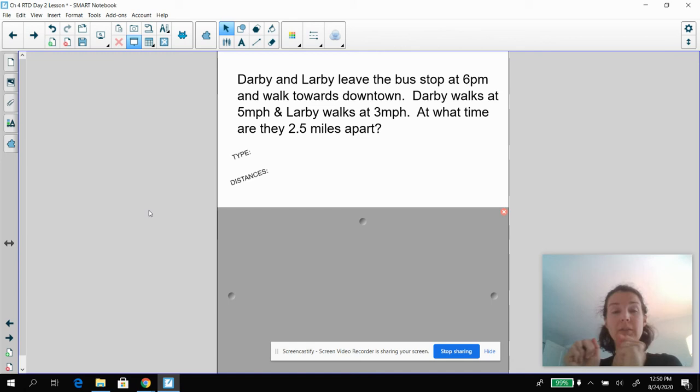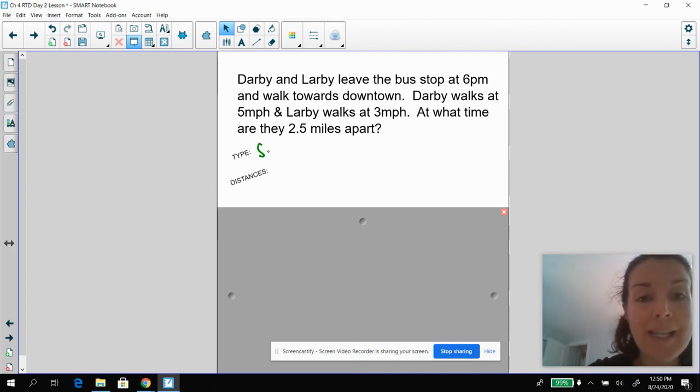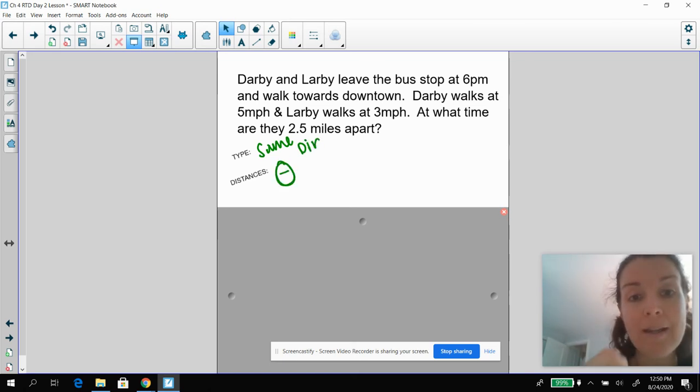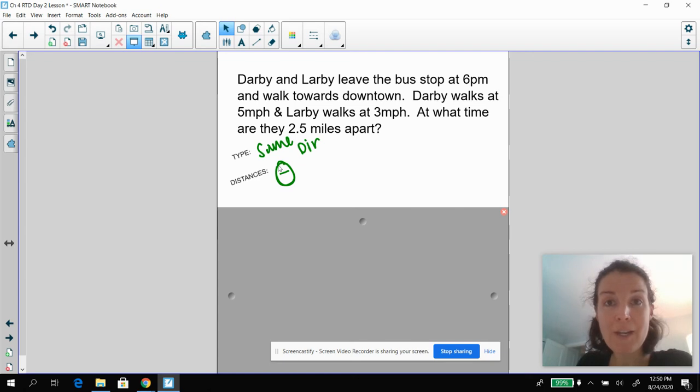Okay, we're back. So Darby and Larby are leaving the bus stop and they leave at the same time, but Darby's walking faster than Larby. And I want to know at what time they are 2.5 miles apart. So they're walking in the same direction, and so this is going to be a same direction problem. And remember, same direction, you subtract your distances. Pause the video, make your RTD chart, and make your equation, and then we'll come back.